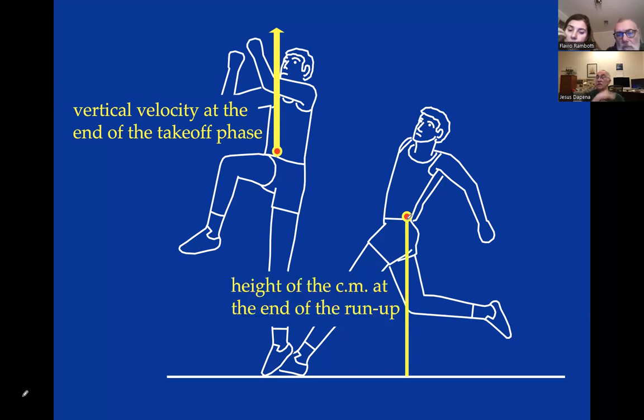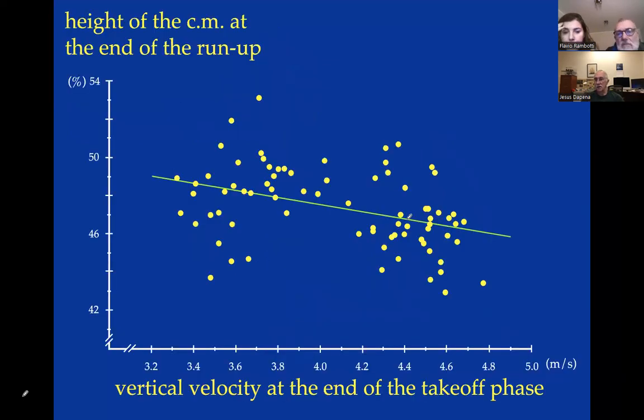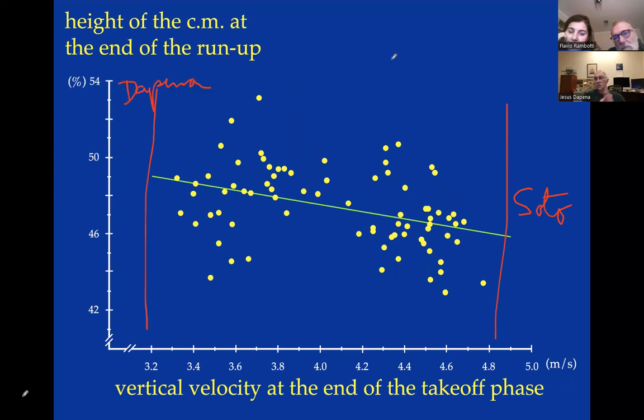And then in the vertical part of the graph, the last time we looked at the speed of the run-up. Now we're going to look at the height of the center of mass at the end of the run-up. Okay, so here's our graph. In the horizontal, you have the vertical velocity at the end of the takeoff phase. So the strong athletes will be on the right. So again, just like before, we have Sotomayor on the right. And here on the left, we have Da Pena. So powerful jumpers on the right, weak jumpers on the left.